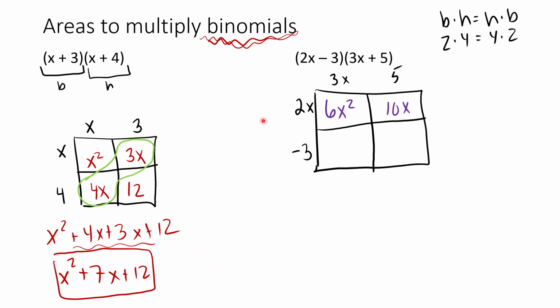So we're going to do 3x times -3, which is going to give us -9x. And then the last rectangle has an area of -15. So we have a base of 5 and a height of -3. And again, you might be saying, well, you can't have an area of -15. You can, there is a way to model that.